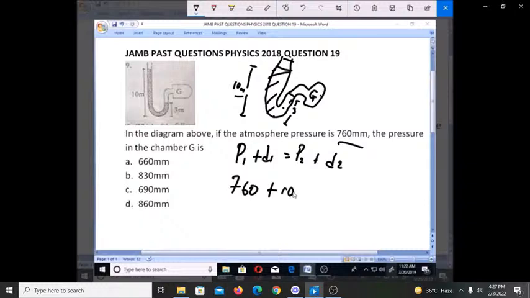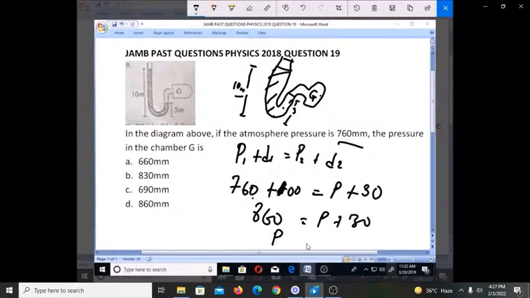And this 10, if we convert it to millimeter, is going to give us 100 millimeters. So we have 100 millimeters here equal to P2. P2 is what we are looking for, plus d2 is 3. If we convert this to millimeter, we have 30. So this 760 plus 100 is going to give us 860 to be equal to P2 plus 30.